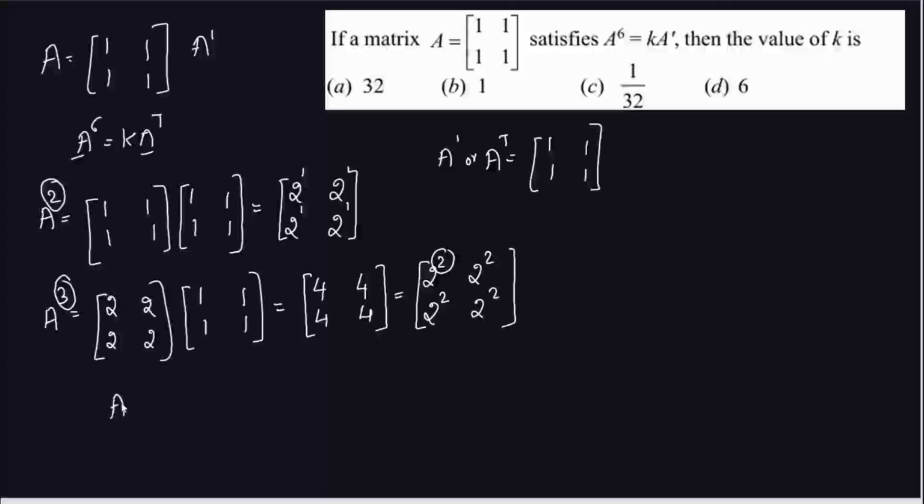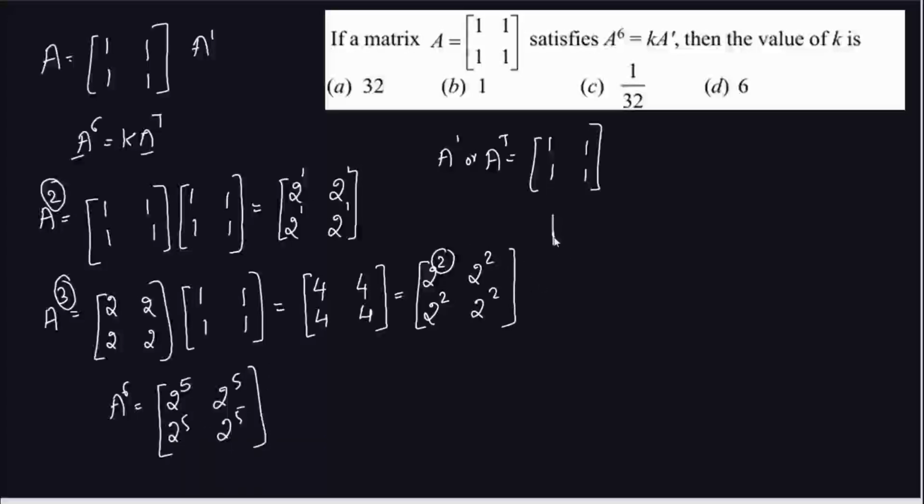Similarly, if I write A power 6 matrix, then what would be the matrix? If it is 3 here, it is 2 here. So, if it is 6 here, then the power for 2 will be minus 1, that is 5. So, that is 2 power 5. This is my A power 6 matrix.